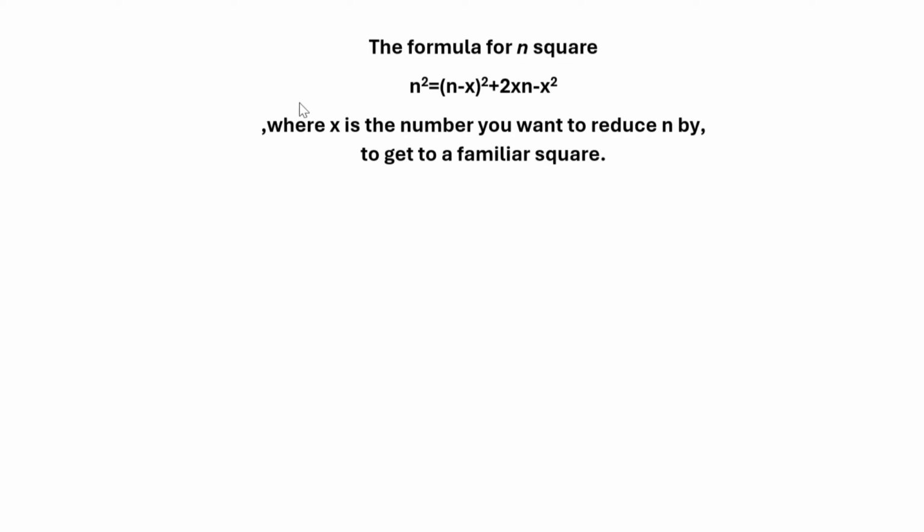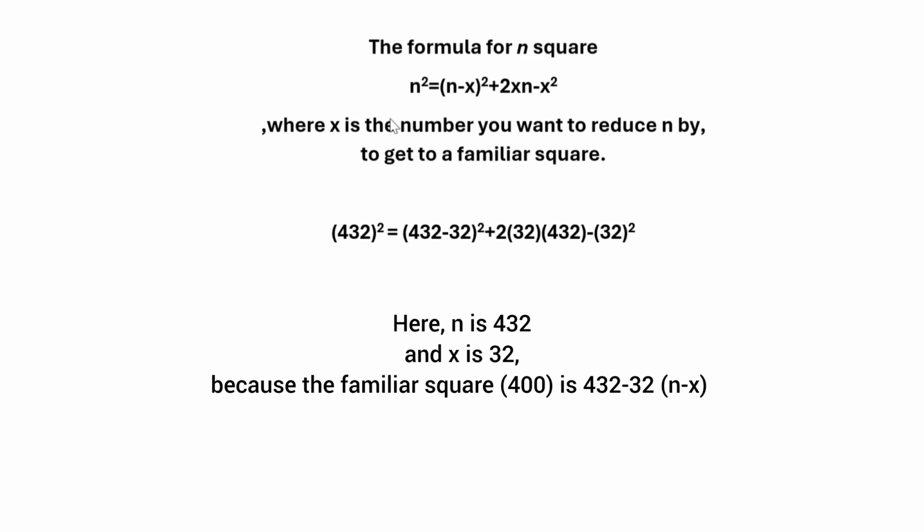So let's get into the video. The basic formula is going to be n square is equal to (n minus x) the whole square plus 2x(n minus x) plus x square, where x is the number you want to reduce n by to get to a familiar square. To better understand this, let's use an example. Here we are going to use 432 square. So n square is just 432 square, that means n is 432.